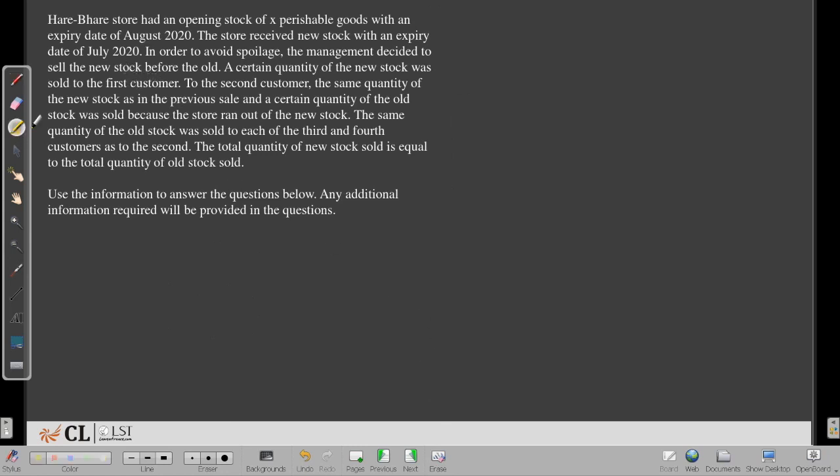Let's start with the story here. Let's read. Harabare store had an opening stock of X perishable goods with an expiry date of August 2020. The store received new stock with an expiry date of July 2020. At this point in time, that information is easy to capture. So we would probably say that opening stock is X and the new stock is Y.